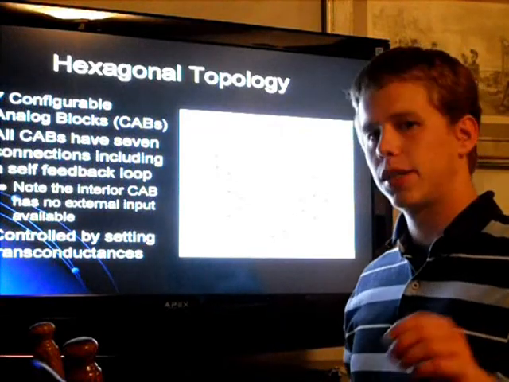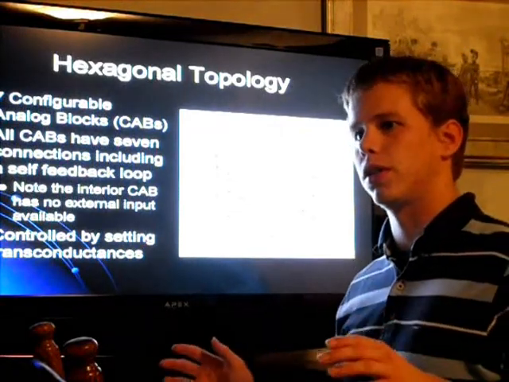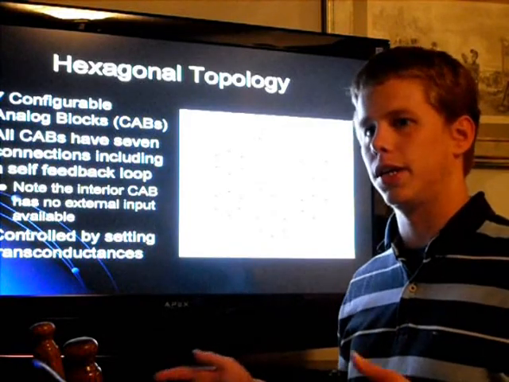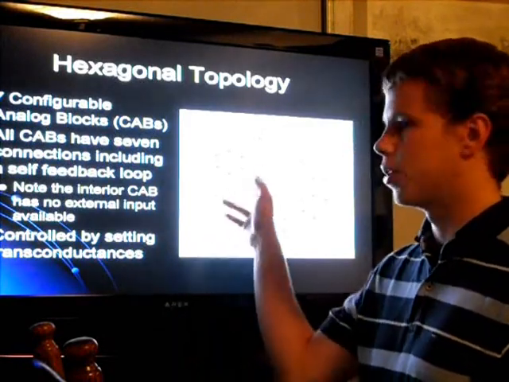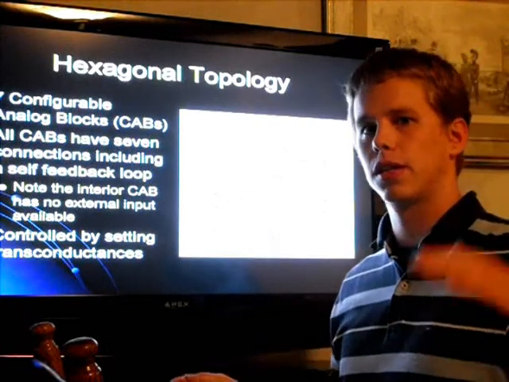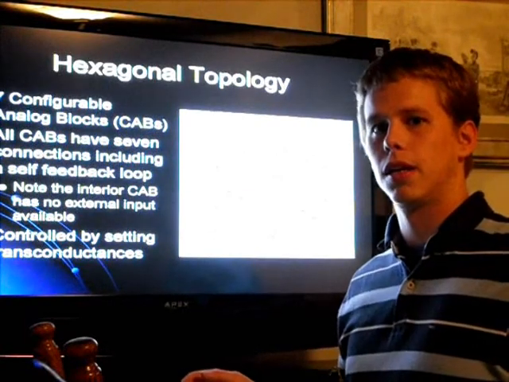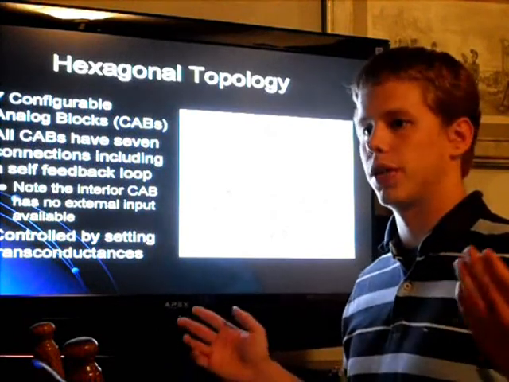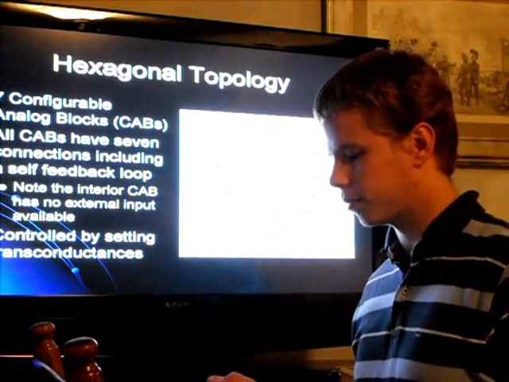So basically you instantiate filters on this topology by controlling the transconductances between each of these CABs, which are these connections. Now these transconductances can be set high or low, positive or negative, or 0 if you want them to be turned off.